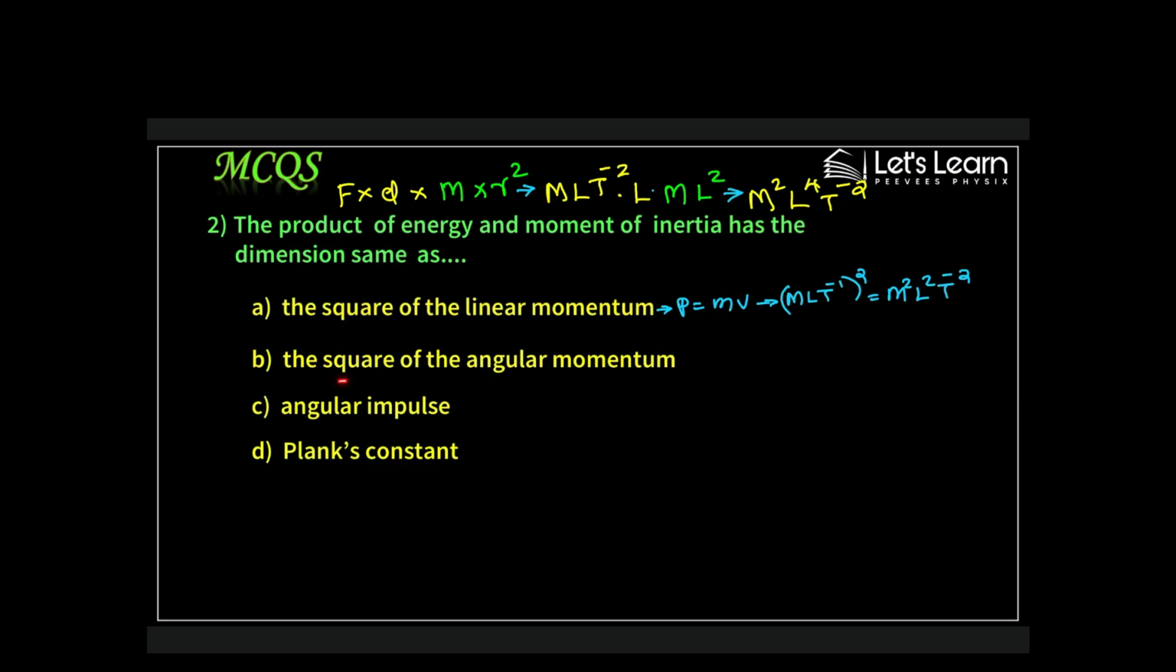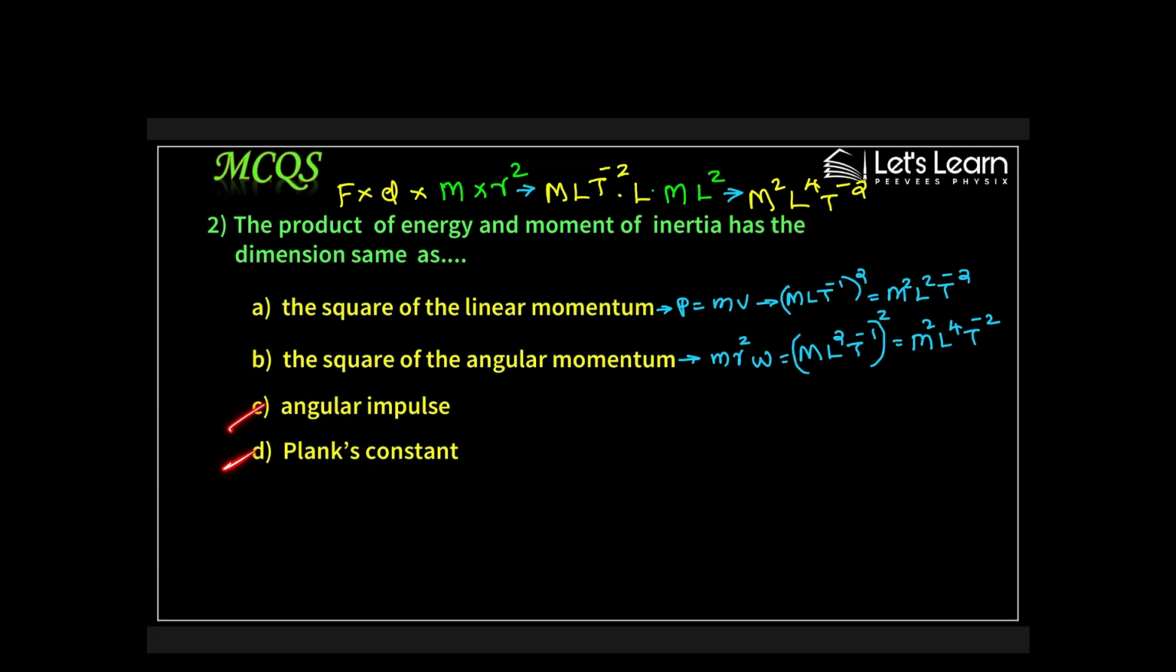We have to find the square of the dimension of angular momentum. For that, we need to know the equation of angular momentum, which is m r squared omega. The dimension is M, the mass, r, the radius, which is L squared, omega, angular velocity, which is angle divided by time. Angle has no dimension, so divided by time, it becomes T to the power of minus 1. Squaring it, M to the power of 2, L to the power of 4, T to the power of minus 2. That matches with that, so the choice is B.